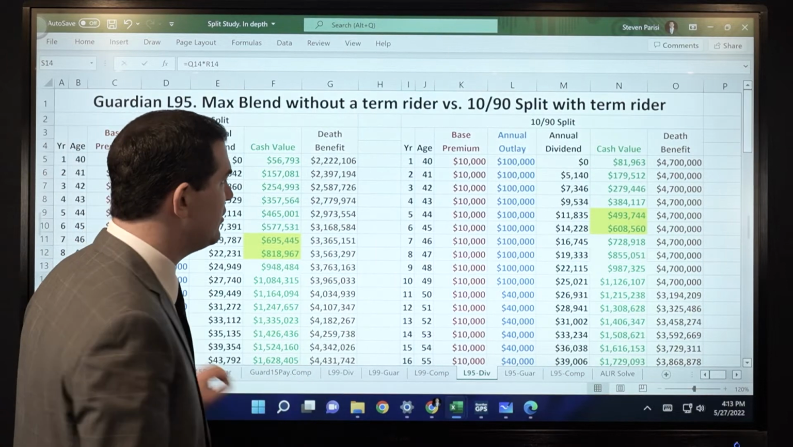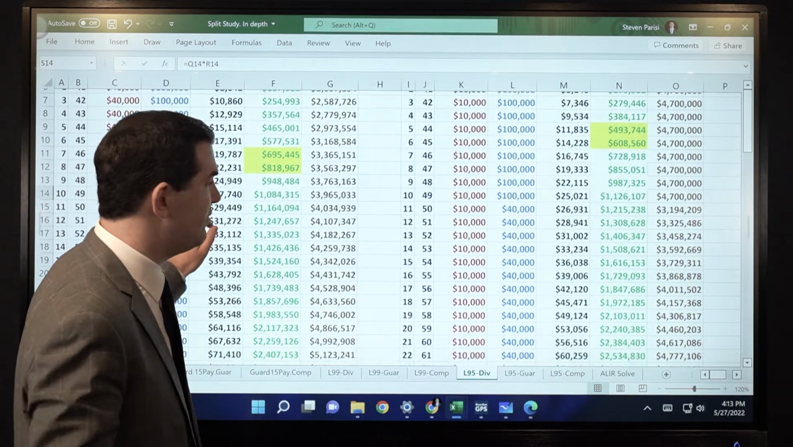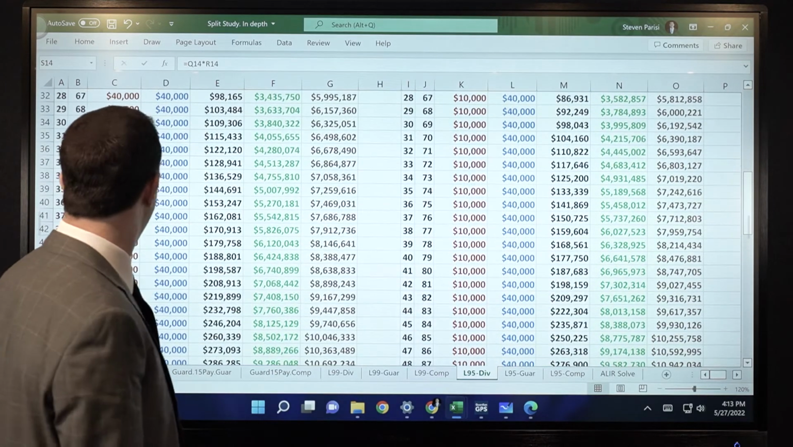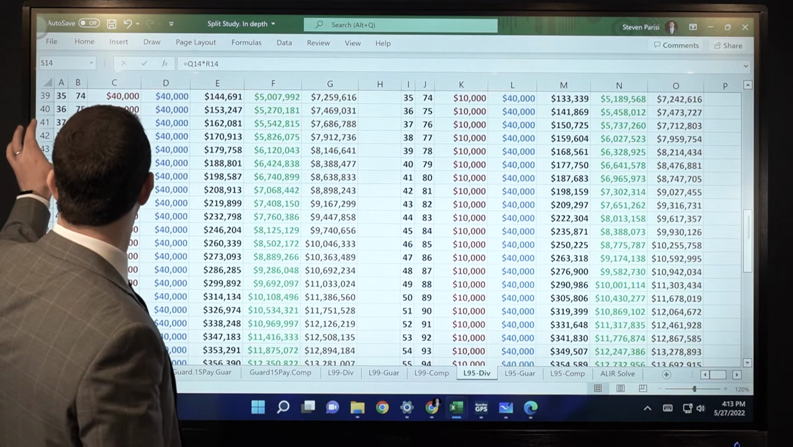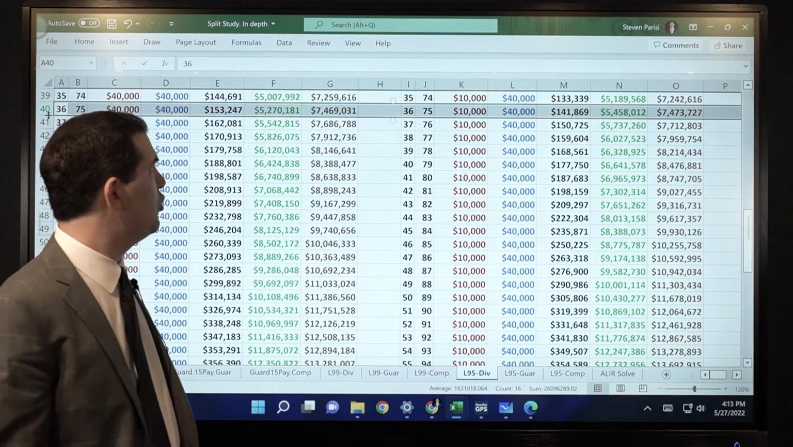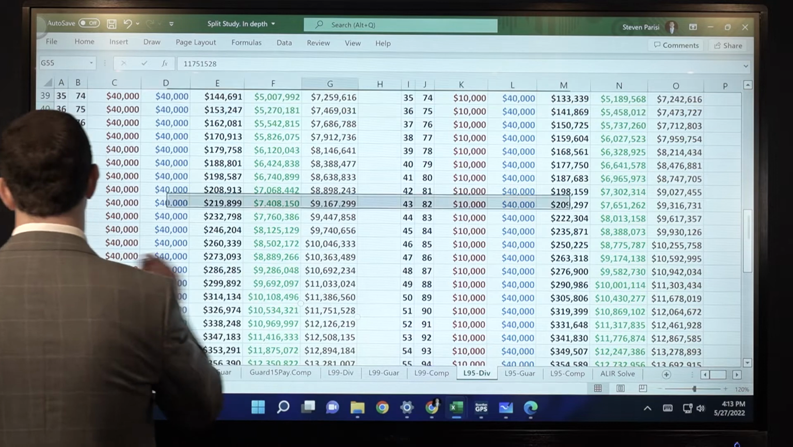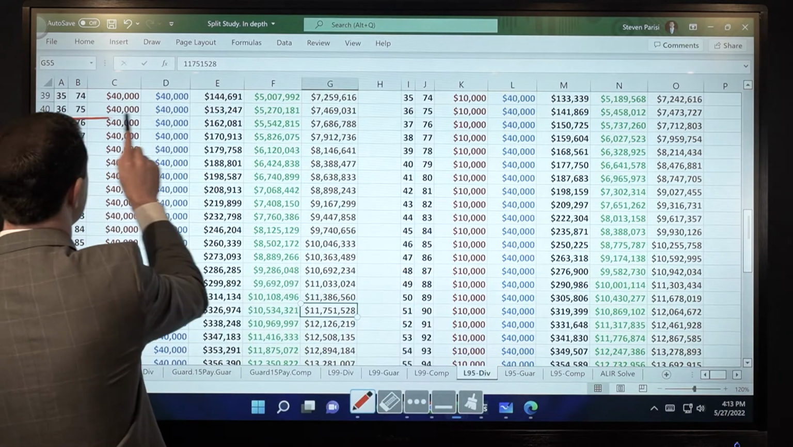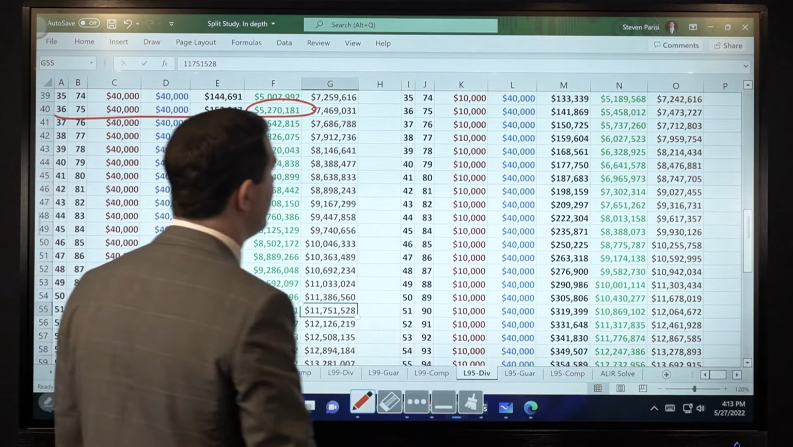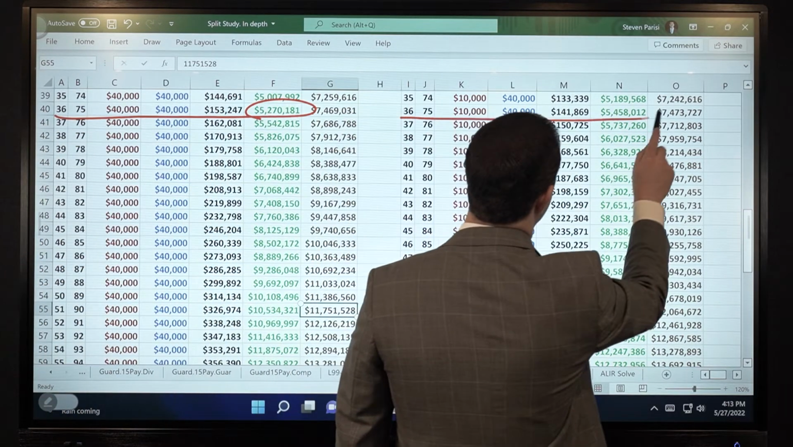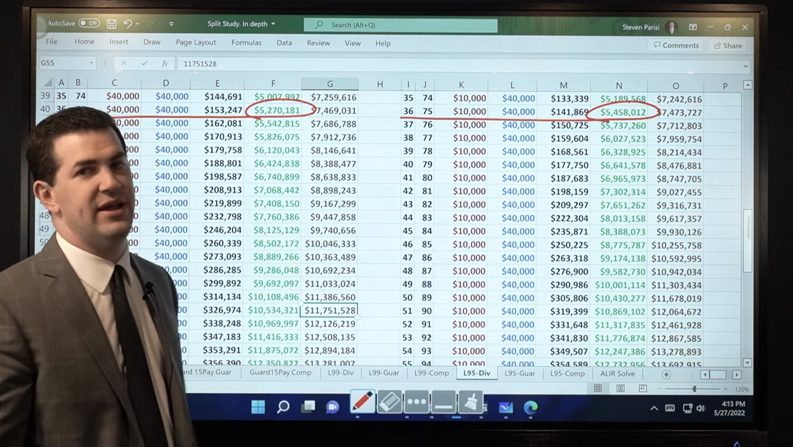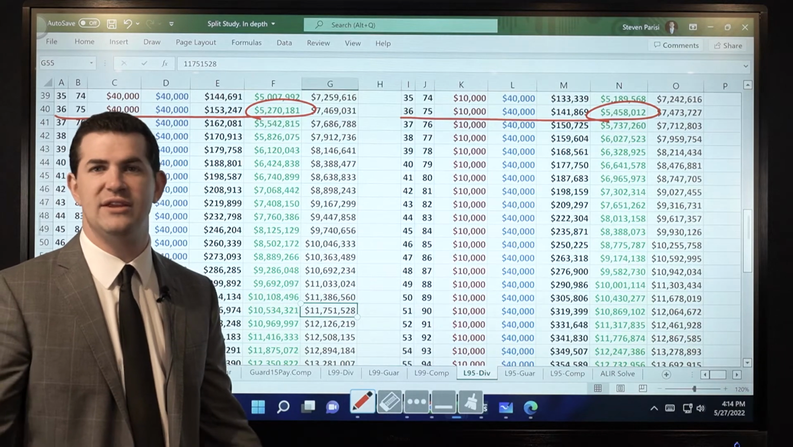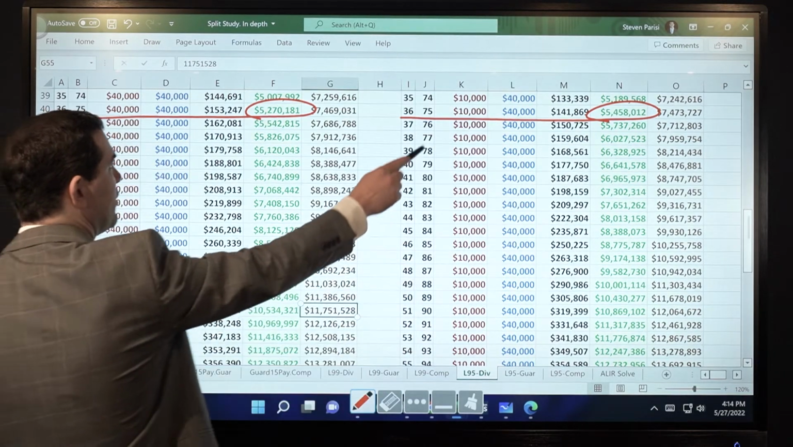So let's take a look here. This is based on the present dividend rate of 5.65%. Let's take a look. Let's look at age 75, shall we? Which one do you see more money in? $40.60, 5270, 1090, 5458. Same company, same product, same health rating. Everything's apples to apples, pulled directly from the illustration like we always do.